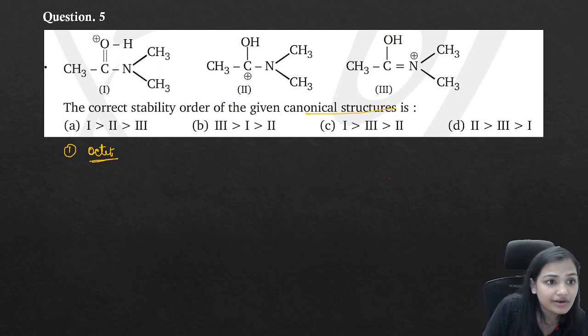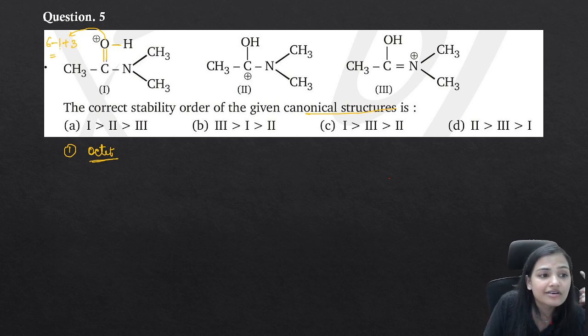Now if you look at the oxygen, it has 6 valence shell electrons, minus 1 because of the positive charge. Then how many bonds is it forming? 1, 2, 3. So plus 3. Ultimately, 6 minus 1 is 5, plus 3 is 8. This is an 8 electron species.